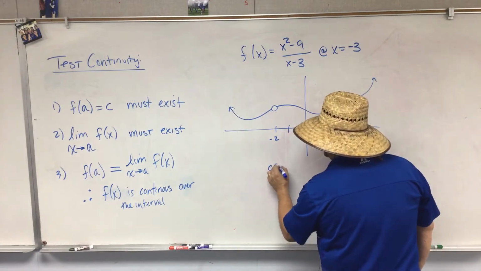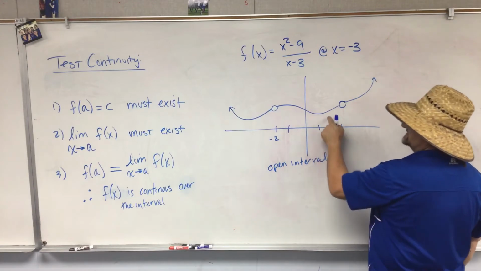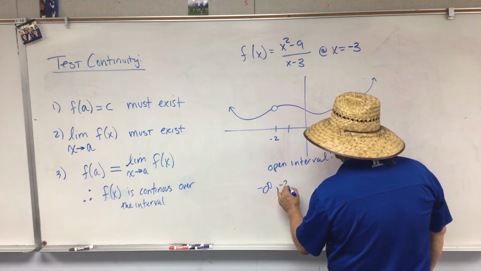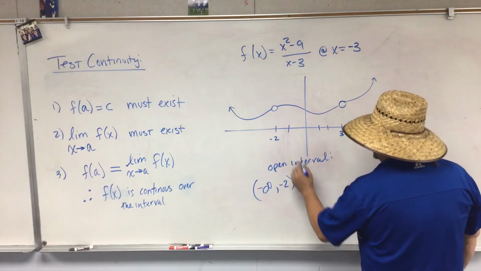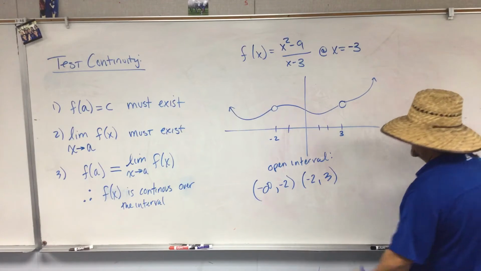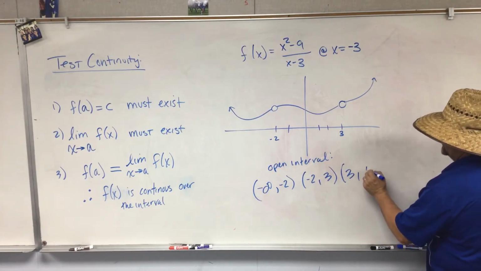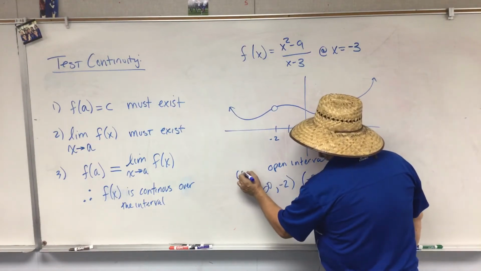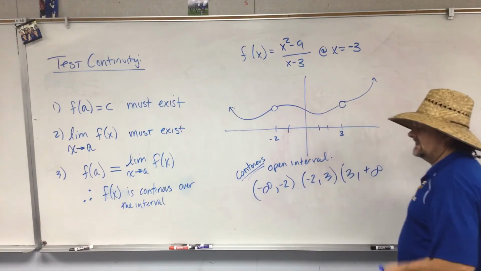So the open interval where this is continuous is going to be from -infinity to -2. So it's continuous between those points. It is continuous between these 2 points, and then it is continuous after that. So this is the idea of open interval, and this is continuous, right?